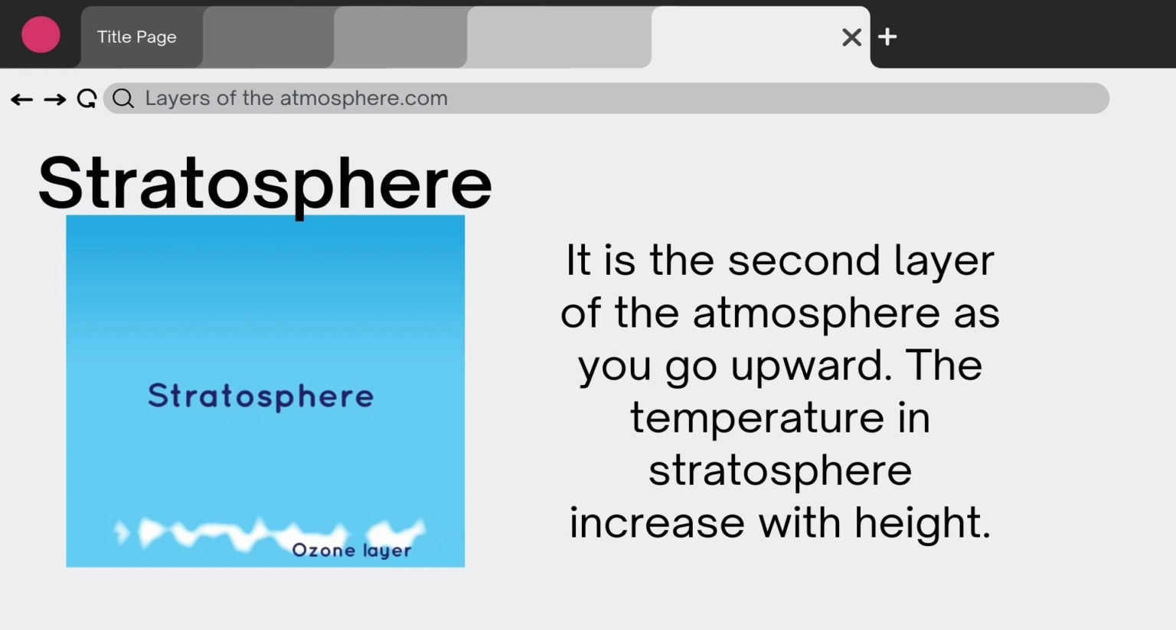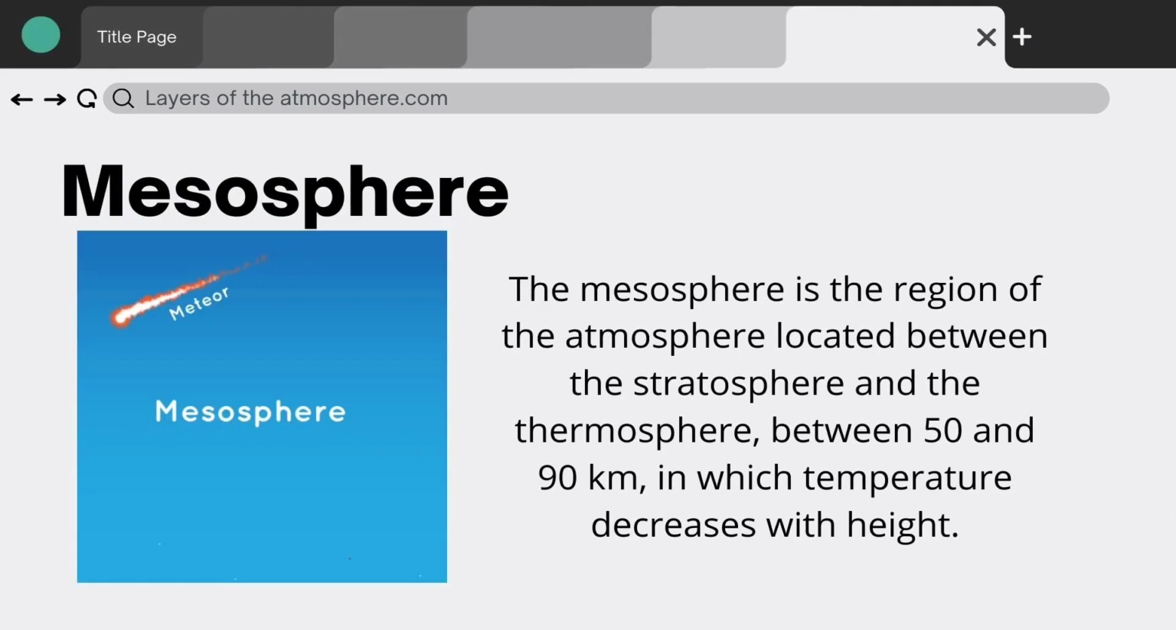The ozone in the stratosphere protects us from getting skin cancer or other illnesses. Next, mesosphere. The mesosphere is the region of the atmosphere located between the stratosphere and the thermosphere, between 50 and 90 km, in which temperature decreases with height. Mesosphere, it is the region above the stratosphere. In the stratosphere, the temperature increases, while here in the mesosphere, it decreases, reaching a minimum of about -90 degrees Celsius at the mesopause. In this area or layer, meteors pass through.